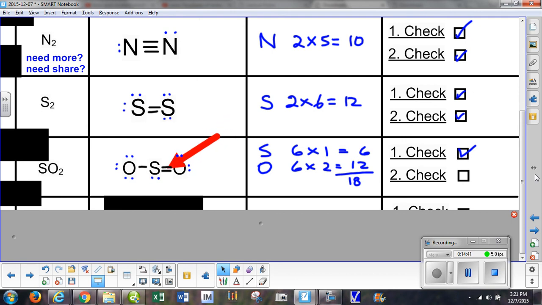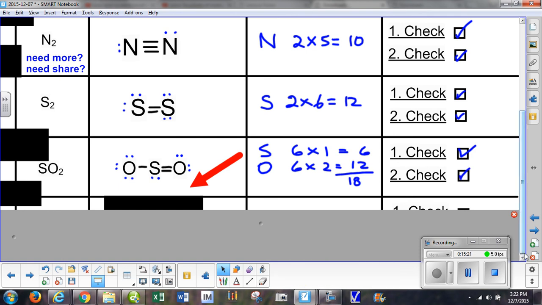2, 4, 6, 8 for this oxygen. 2, see I'm counting these again, aren't I? 2, 4, 6, 8 for the sulfur. So these are unshared pairs and these are shared. Okay, each of those represents a pair. So that sulfur's good with 8. And I count this bond again for the oxygen, 2, 4, 6, 8. And everybody has 8. So I now have another good Lewis structure.